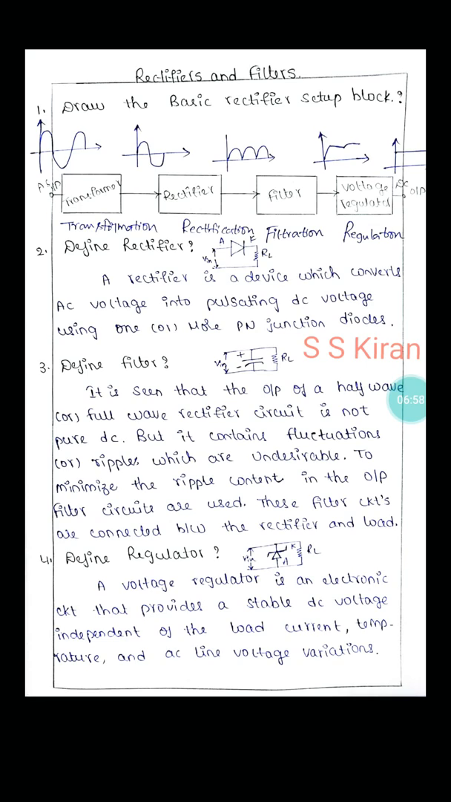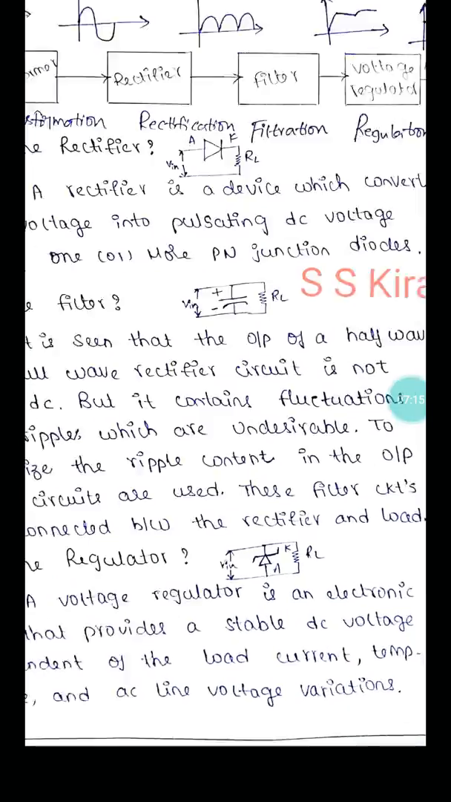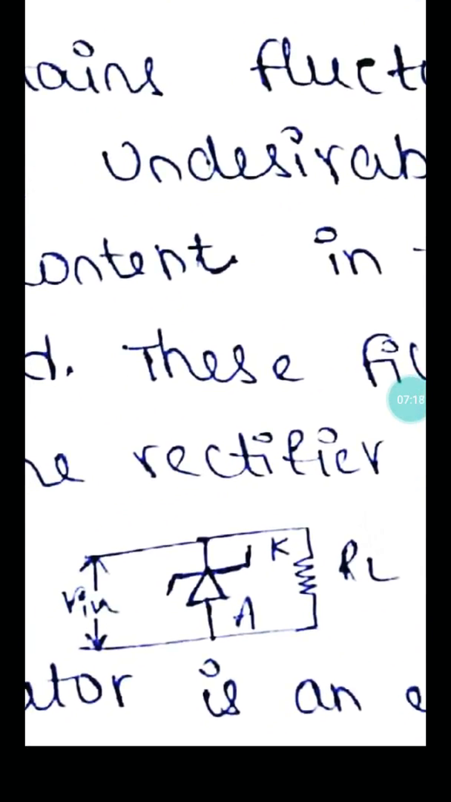What is a regulator? The term itself has some meaning: it regulates the voltage. Okay, definition. A voltage regulator is an electronic circuit that provides a stable or constant DC voltage independent of the load current.